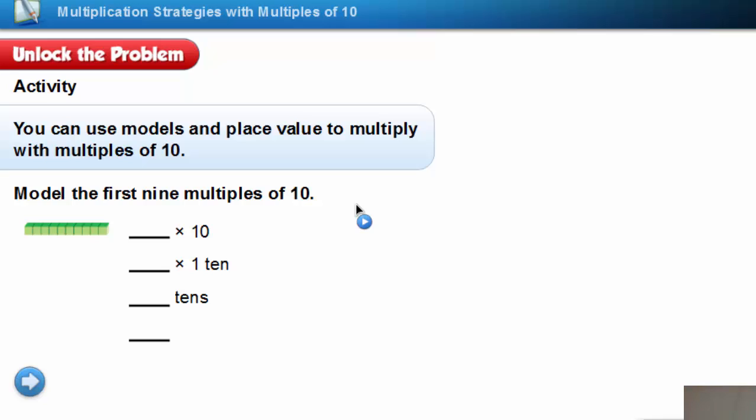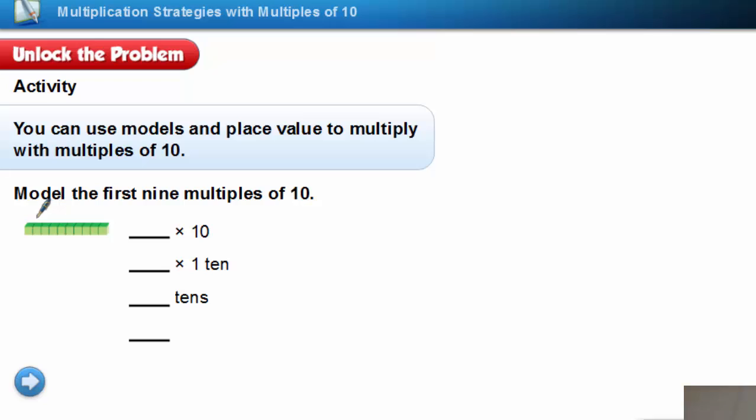First thing we're going to do is an activity where we can use models and place value to multiply with multiples of 10. Remember that multiples of 10 are any number that 10 is a factor of. So let's take a look at some of those. Let's model the first 9 multiples of 10.